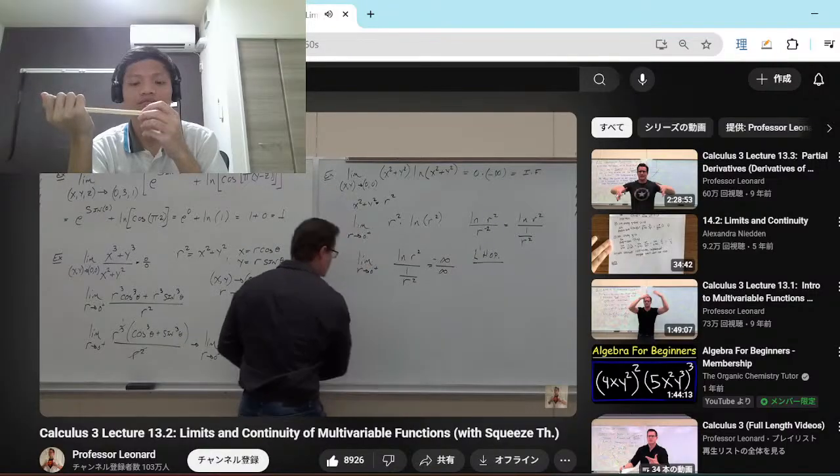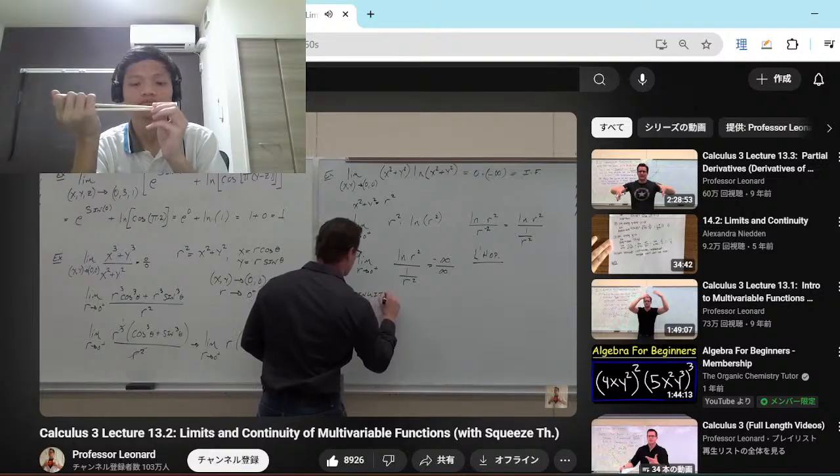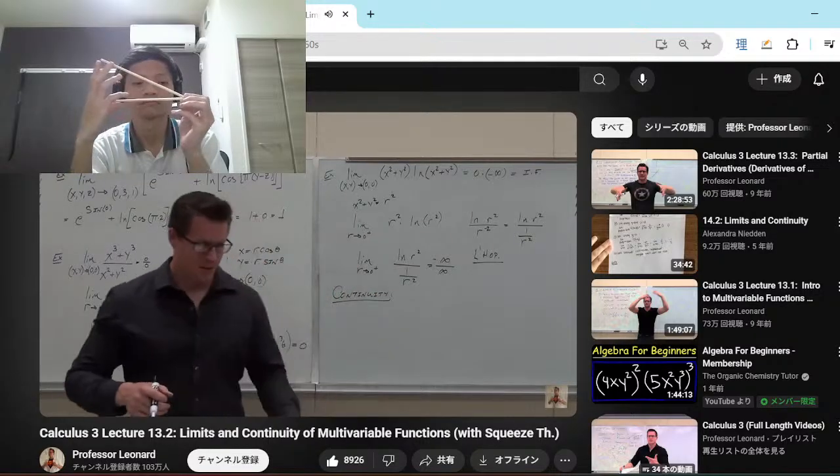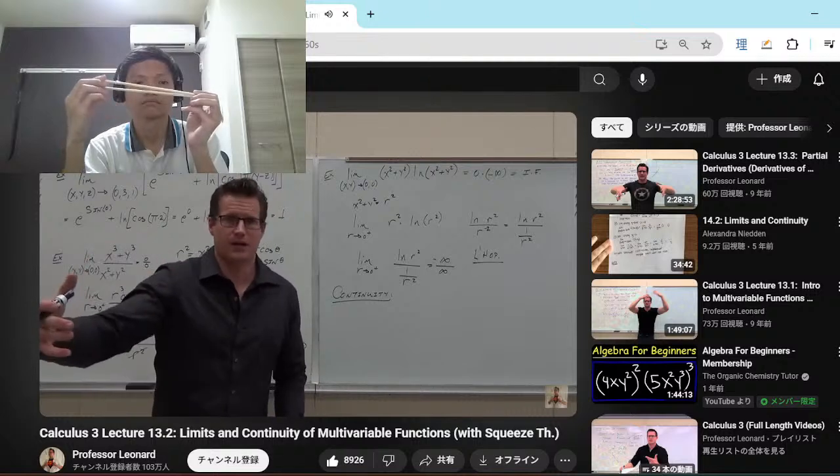So as far as continuity goes, a function is continuous at any point inside the region for which it's defined. Domain.